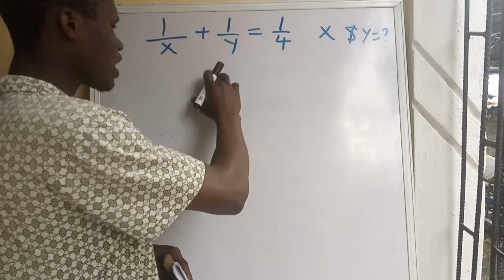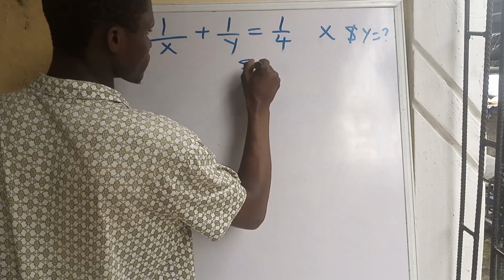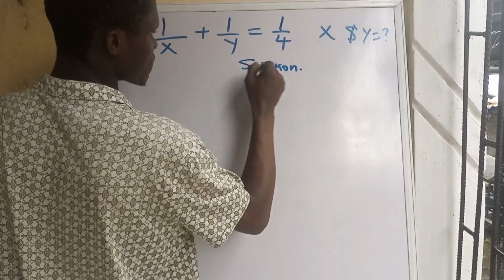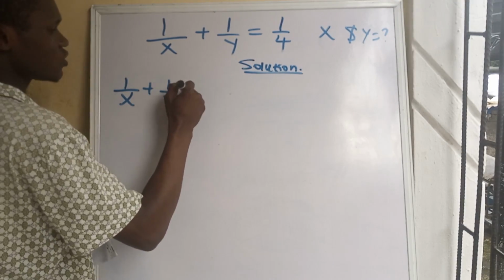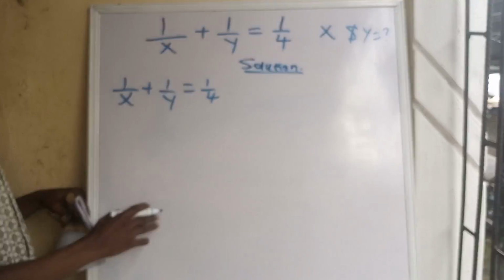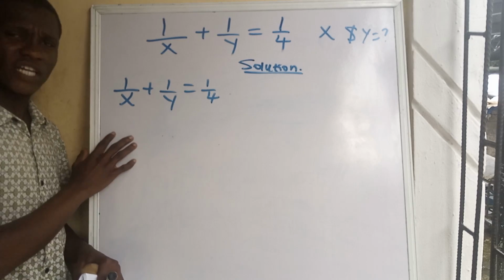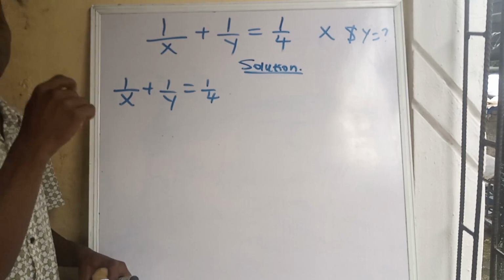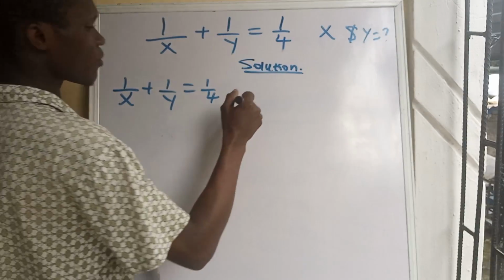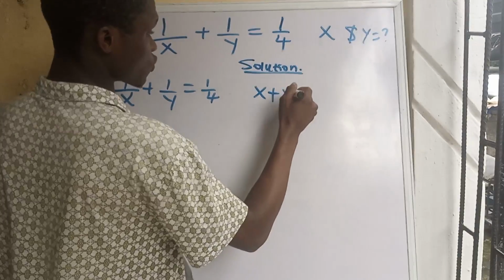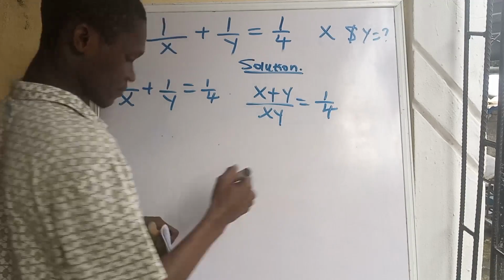So let's see how we can solve this nice problem. The first thing I'm going to do, I can say solution. Now simply write down the question, which is 1 over x plus 1 over y is equal to 1 over 4. If I were you solving this, the first thing I'm going to do is look for the LCM of the left-hand side. The LCM of x and y is xy. So if I do that, I'm going to have x plus y over xy is equal to 1 over 4.